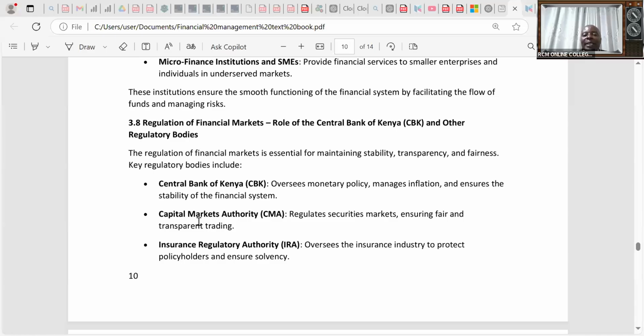Then we have our famous Capital Markets Authority. Remember, Capital Markets Authority is the one that regulates NSE, Nairobi Securities Exchange. So it regulates the securities market and ensures fair and transparent trading. Then we have the Insurance Regulatory Authority, which oversees the insurance industry to protect policyholders and ensure what we call solvency.